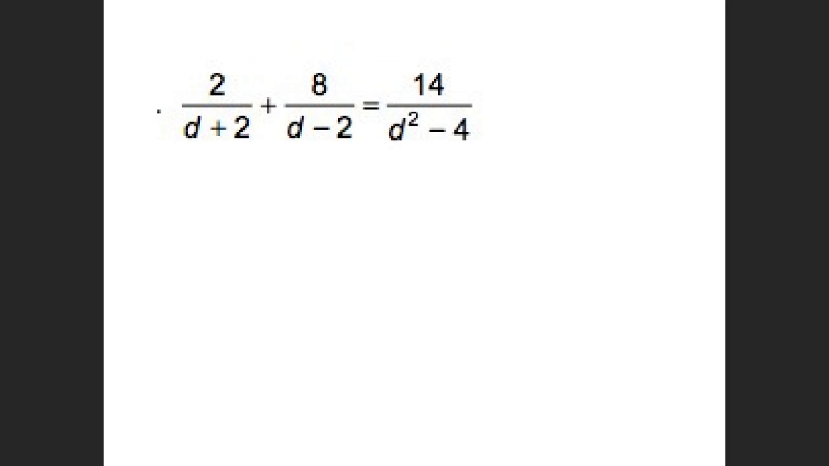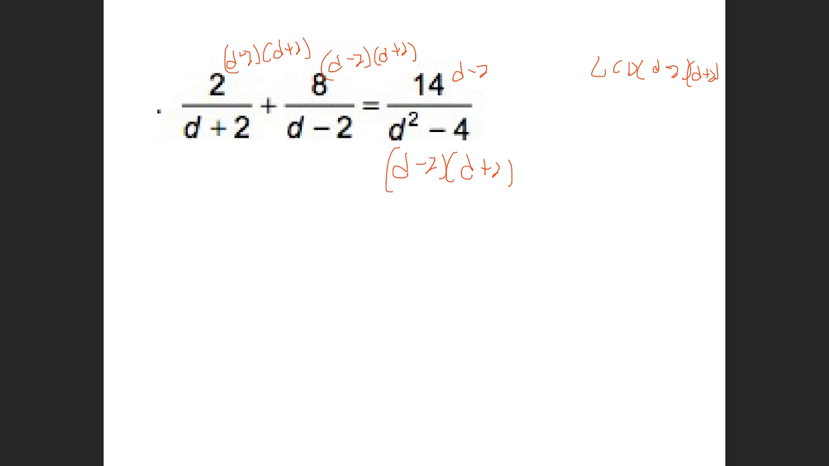All right. Uh-oh, getting tougher. All right, so I'm going to factor this one here, d squared minus 4, so that's d minus 2, d plus 2. So my lowest common denominator for this problem is going to be d minus 2, d plus 2. So I'm going to multiply every single term by d minus 2, d plus 2.